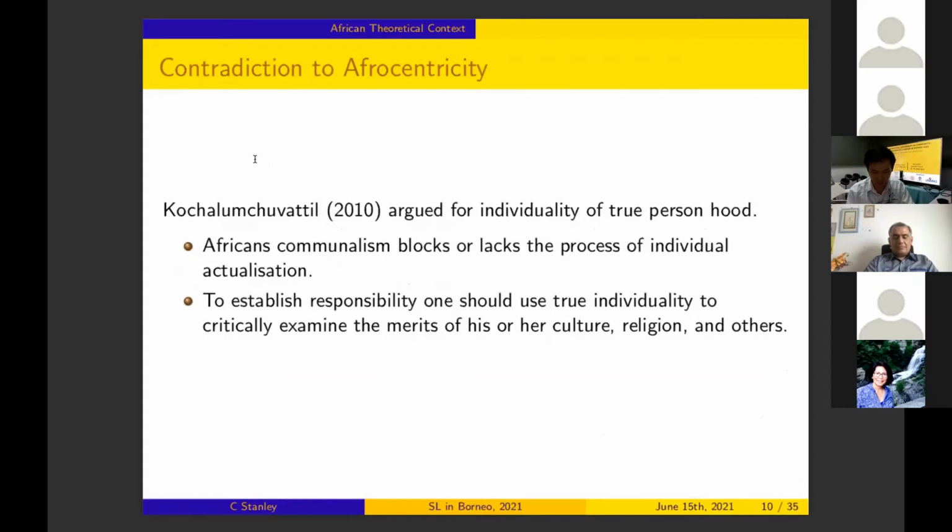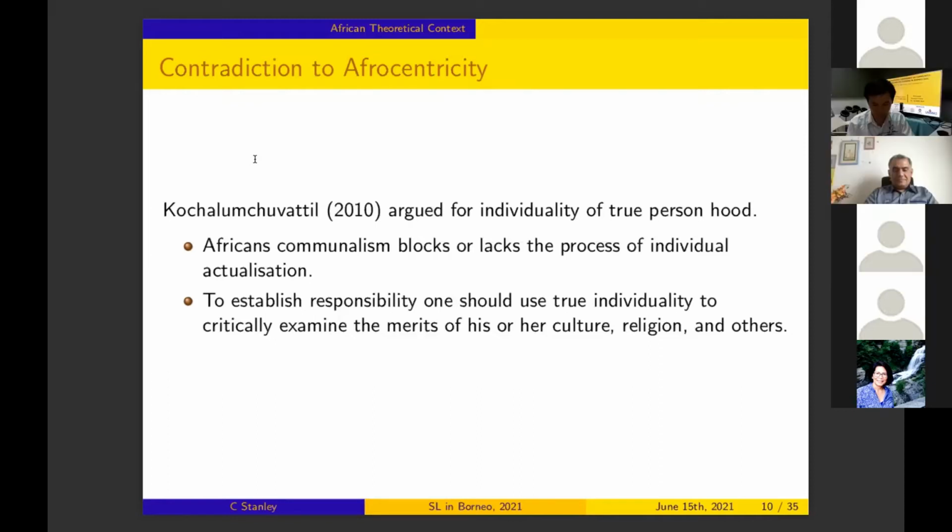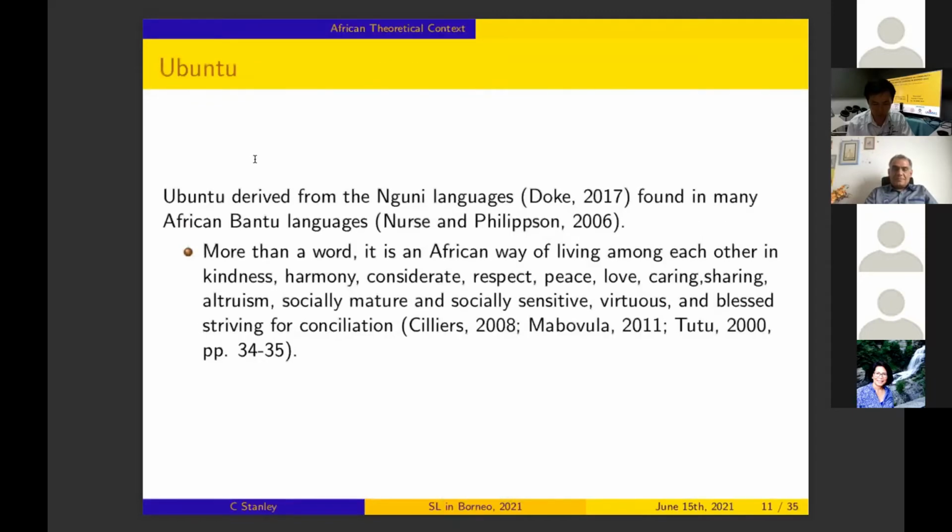Now, obviously, there are also researchers that argue against Afrocentricity. For example, Ukuchal Shilmikvatel, I mean, how do I pronounce that word, argues for the individuality of true personhood. So he argued that you need true individuality. He argues that African communalism blocks or lacks the process of individual actualization. And to establish responsibility, one should use true individuality to critically examine the merits of his or her culture. So obviously we don't agree with that reasoning.